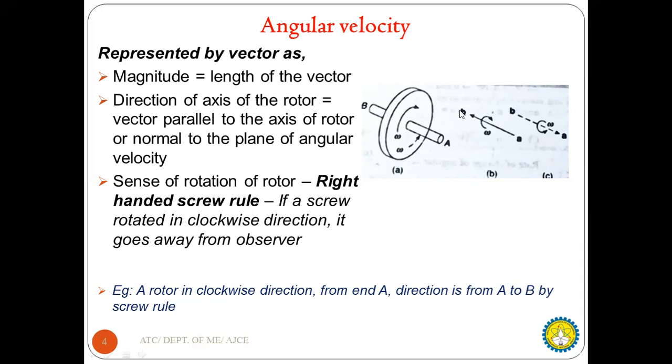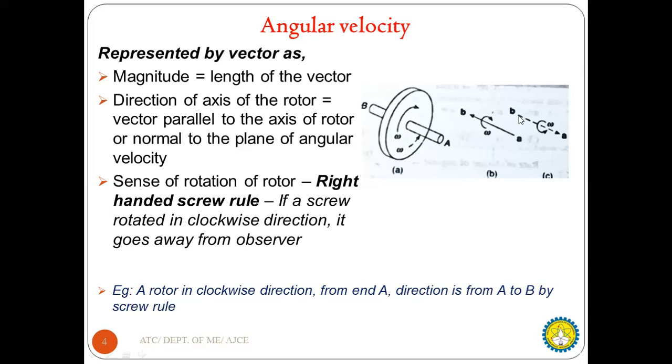If this disk is rotating in counterclockwise direction, what will we have? A is at this position, B is at this position. We are considering that the observer is standing here at end A, looking towards this disk, and the disk is rotating in counterclockwise or anti-clockwise direction. By the right-hand screw rule, if the screw is rotating in anti-clockwise direction, it will come towards the observer. So here we have to draw one solid line, which is parallel with this axis.